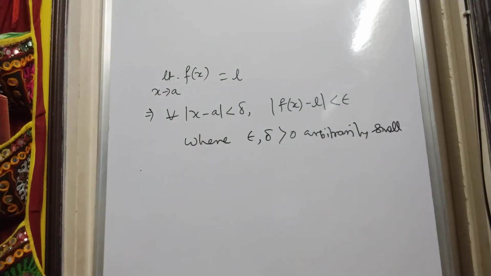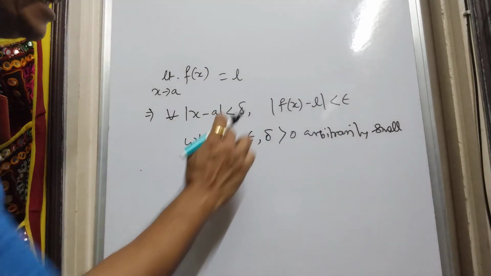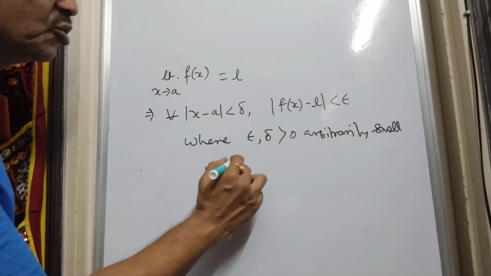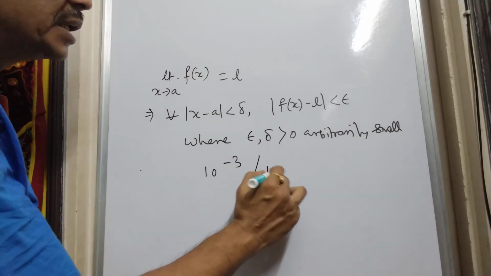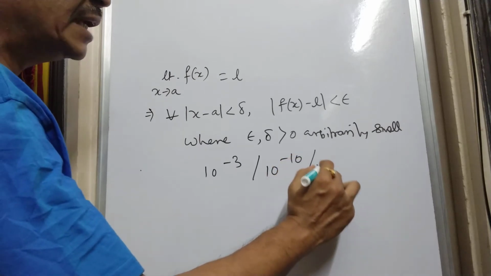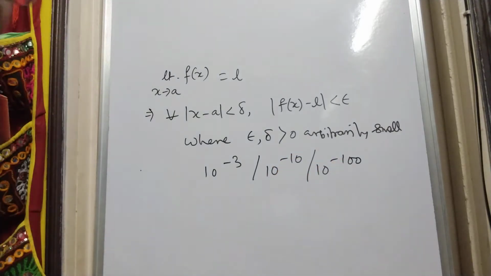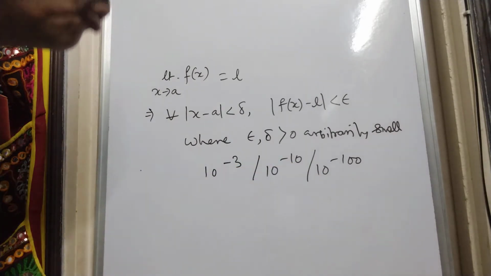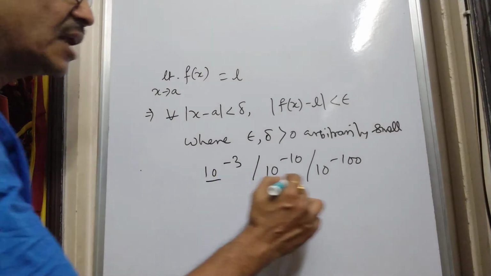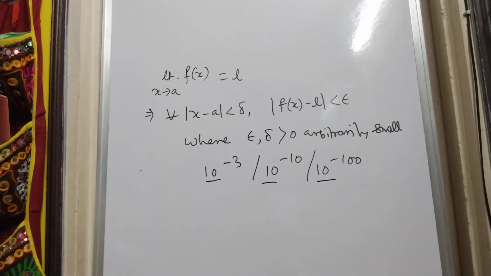What does it mean? It means that these delta and epsilon are small numbers. What does this arbitrary word mean? The word arbitrary means one can think about delta to be of the order of 10 to the power minus 3 or 10 to the power minus 10 or 10 to the power minus 11, minus 100. So there is no end to it. Isn't it so? But more or less, we can assume that they are all small numbers.